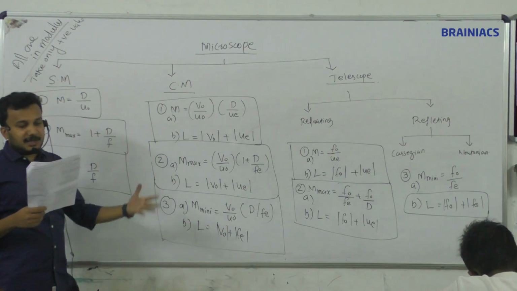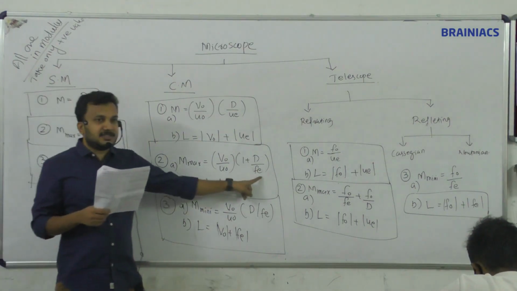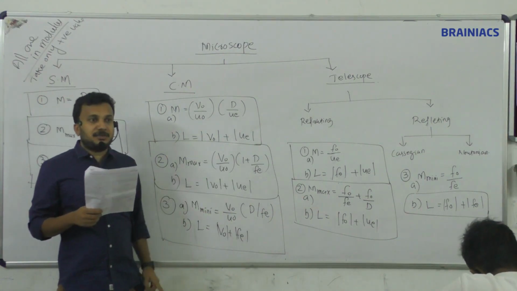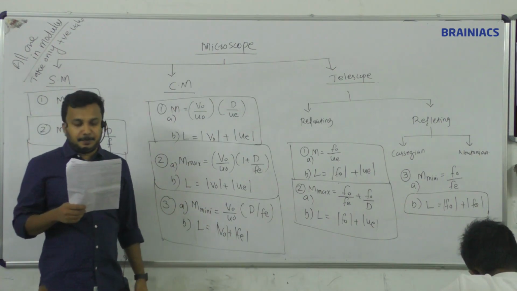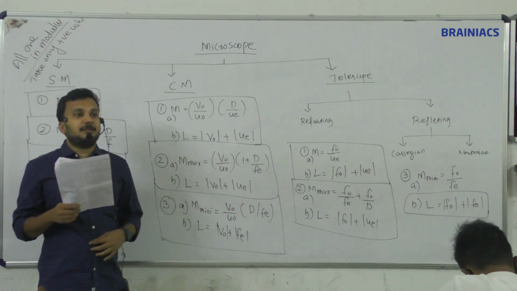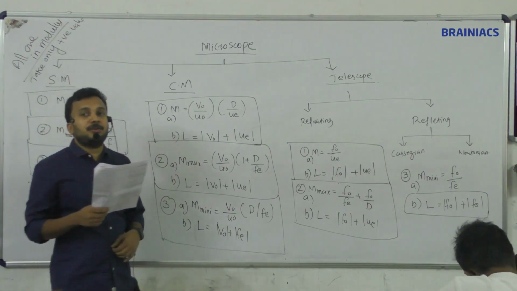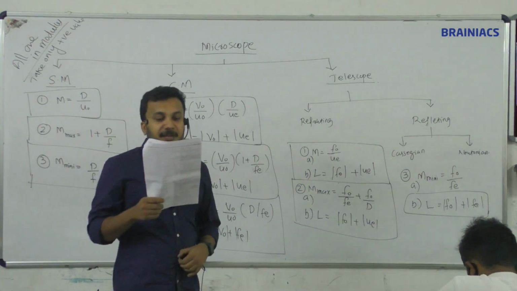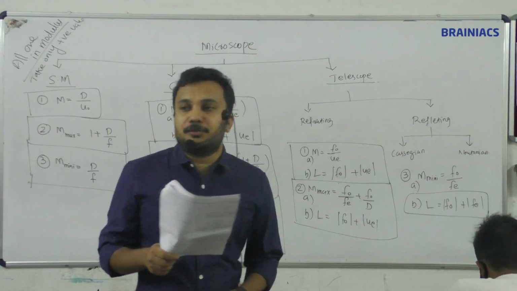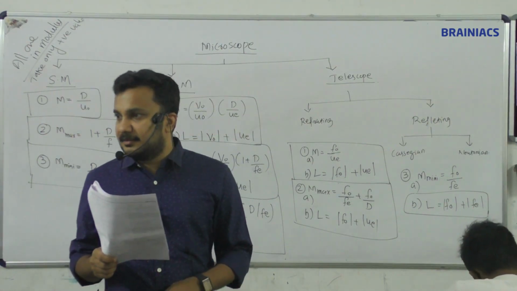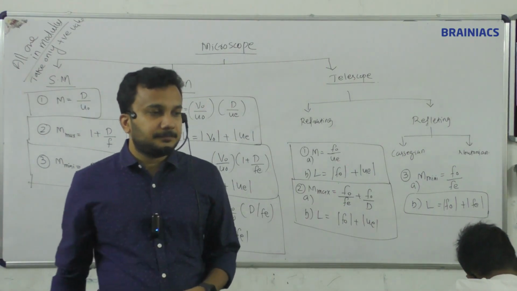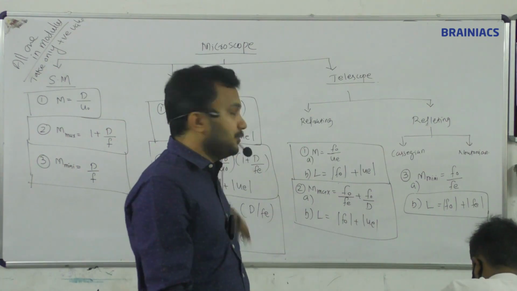Okay, what are the values given? Eyepiece focal length Fe is given. Correct? Fe is equal to 10 centimeter. Objective focal length F0 is given, 4. But what else is given? Object is kept at a distance of how many centimeters? 5 centimeter. So U equal to minus 5. F0 equal to 4. So you can find out V0. Correct? Then find V0, and the value is 20. Then substitute here.